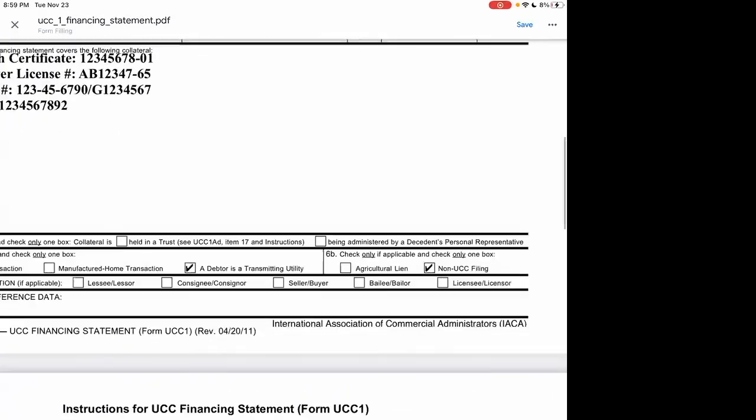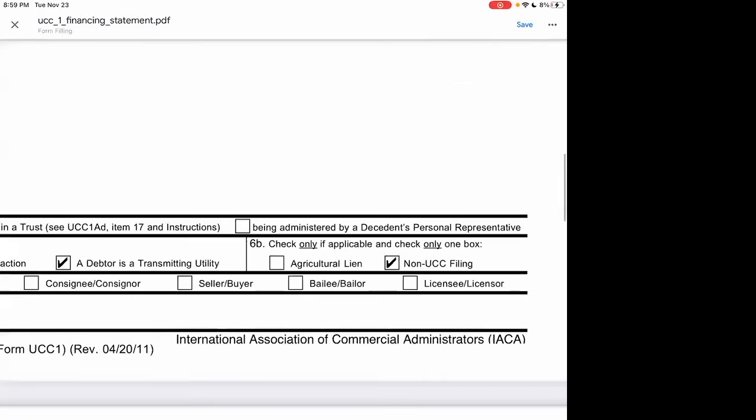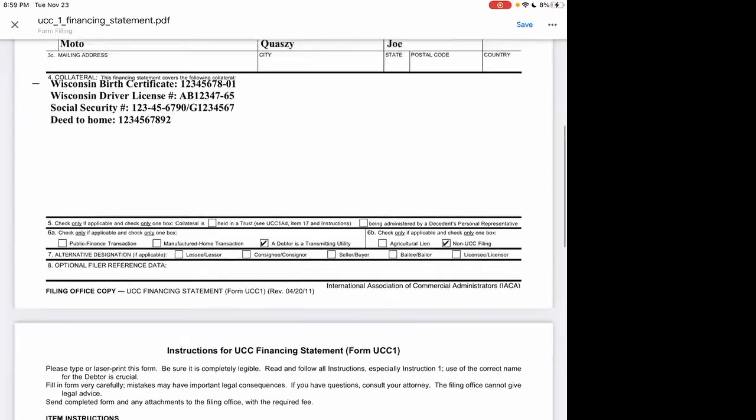Okay. Now, the real meat and potatoes is right here, just this one little box. 6B, check only if applicable, non-UCC filing. This is for record and not a financing or an actual lien. If you don't check this box, what you're doing is a lien. And if you're putting a lien on somebody's property, that means you intend to actually collect payments from them and you're doing some sort of administrative process in reference to suing them. This is what you would use to put a lien on yourself.